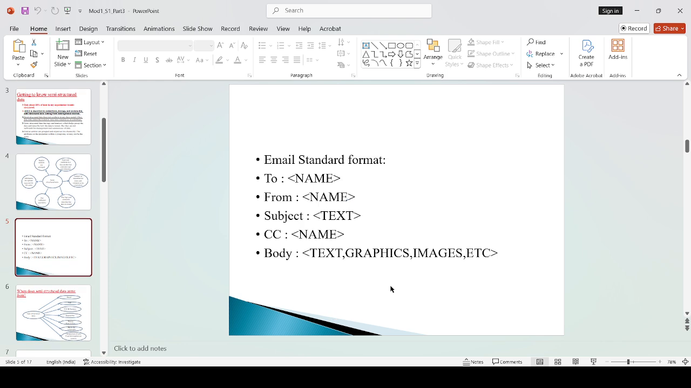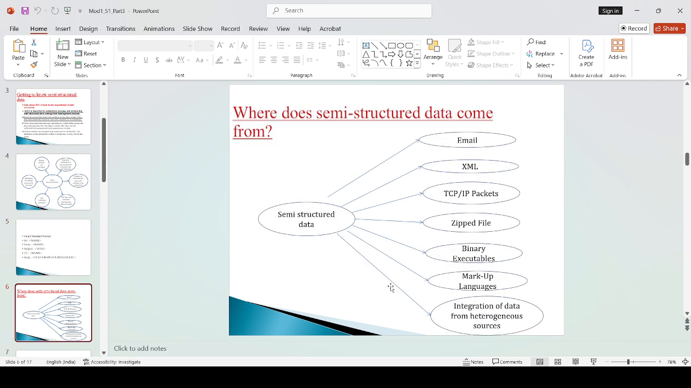So this is a sample XML file that includes the email, from address, to address, the subject, CC, and the body, which includes the original content of the mail. This diagram also explains where the semi-structured data comes from.